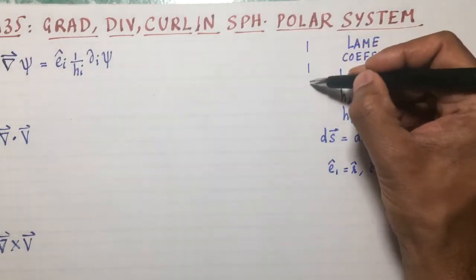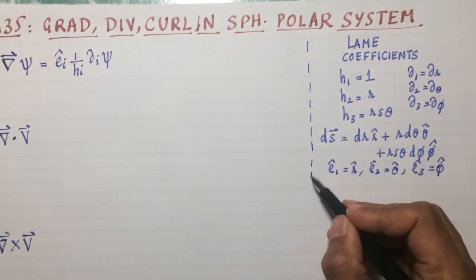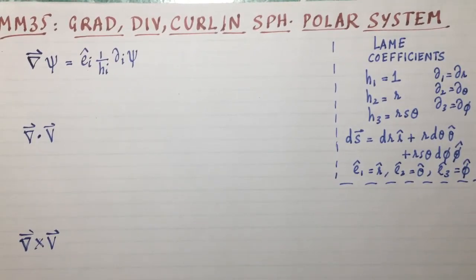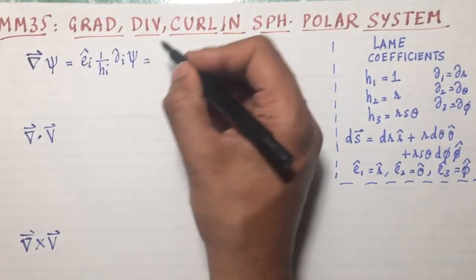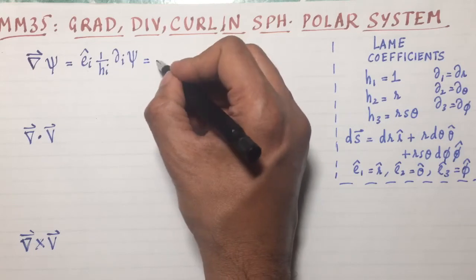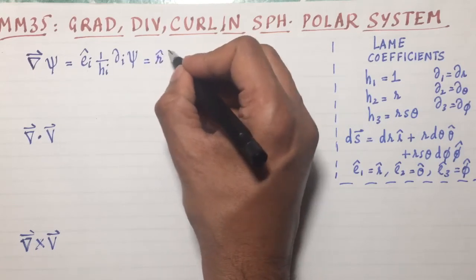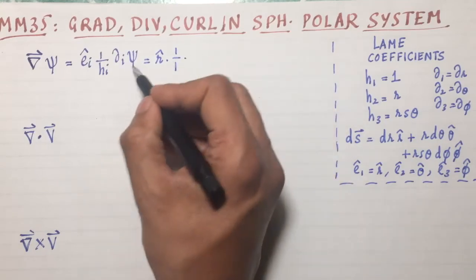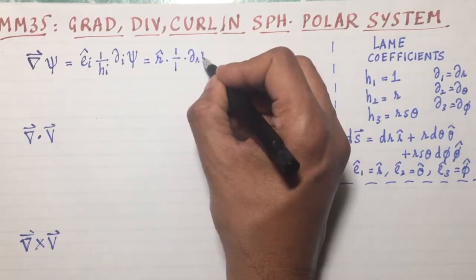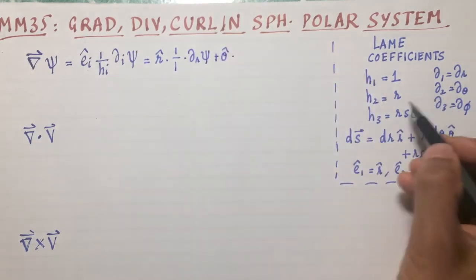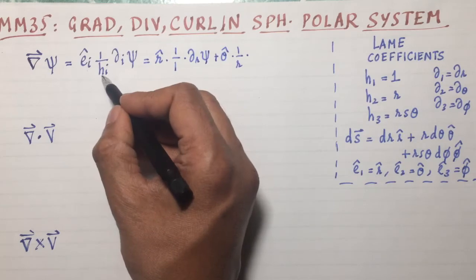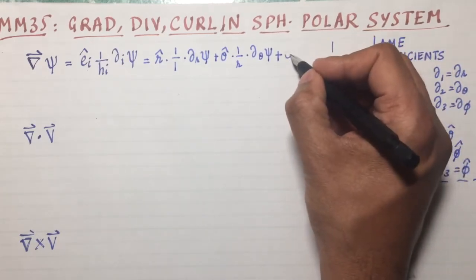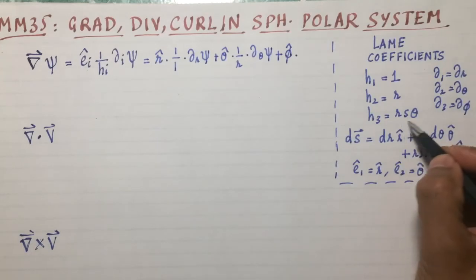So with that glossary or dictionary in the corner, which I always encourage you to create before you embark on any of these coordinate transformation type exercises, we can write our answer for what the gradient operator is in spherical polar coordinates. It's going to be r hat times 1 over 1 del r psi plus theta hat 1 over r, because that's h_2, del theta psi plus phi hat 1 over r sine theta del phi psi.